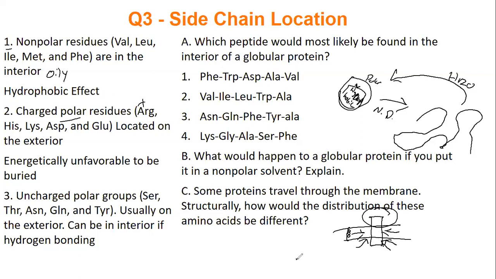Because just as a reminder, our membranes have a charged head group and a nonpolar tail group, right? That's a membrane. So if we want to be in the membrane, we have to have hydrophobic amino acids interacting with the tail part, hydrophilic amino acids interacting with the head groups.